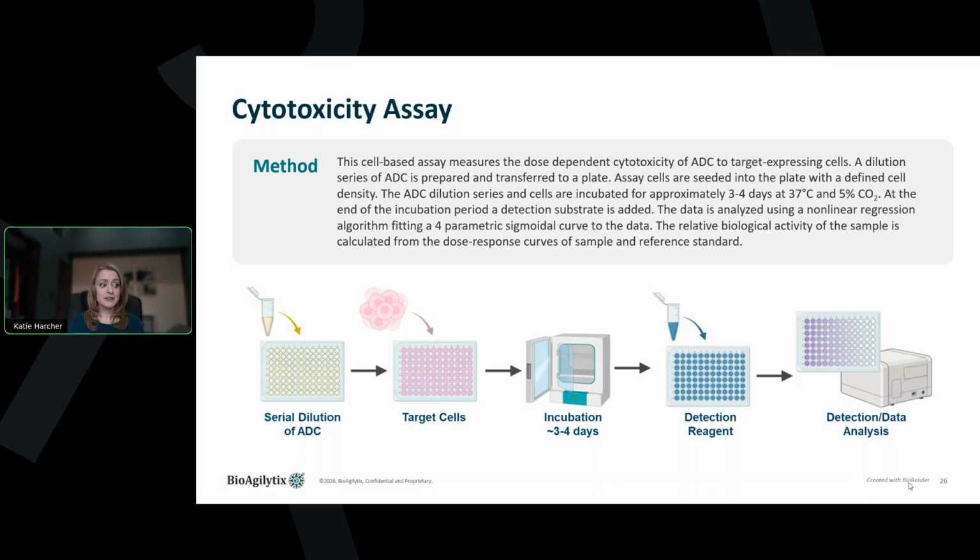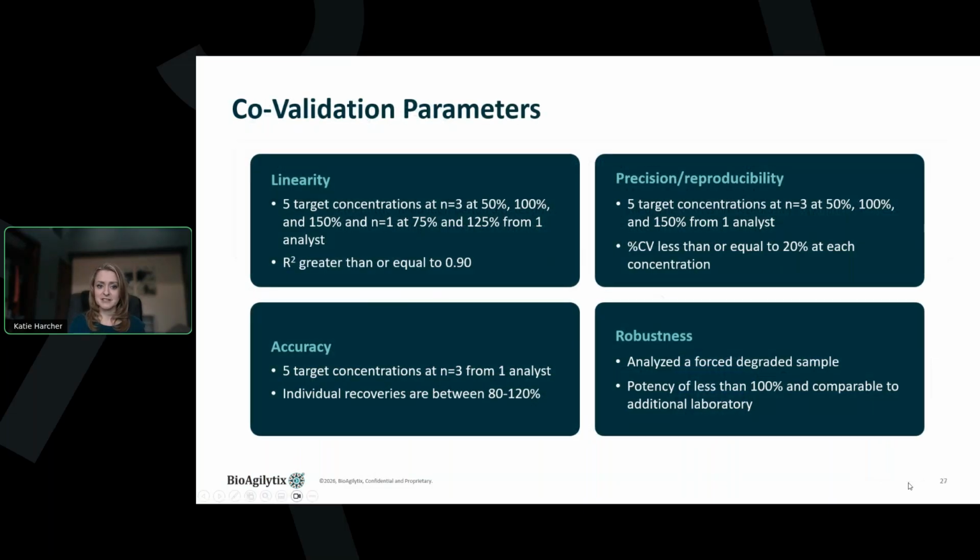So moving forward, I'll show you the parameters that were assessed in this co-validation. In this co-validation, we did the risk assessment and came up with what was needed for the co-validation. And you can see here the different parameters that were assessed during the actual co-validation activities. We looked at linearity across 5 target concentrations, N of 3 at each target concentration. At Bioagilytics, 1 analyst was used. At the primary site, there were multiple analysts used.